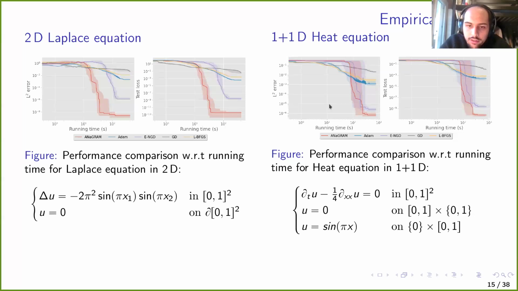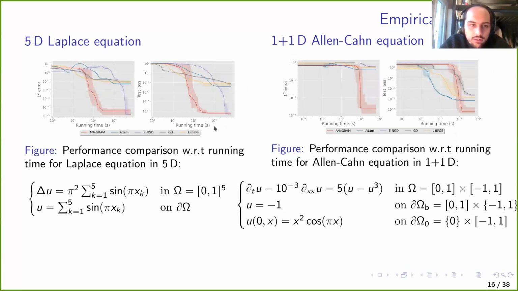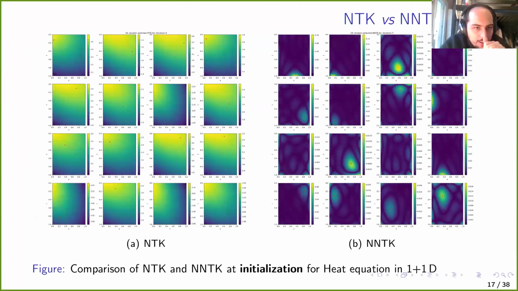And it's the same on heat. On 5D Laplace it is comparable, and on Galerkin it was performing better. The difference being that in this case, we can show that NGD and AnaGRAM are essentially equivalent on linear problems, but this is not true for nonlinear problems, and in this case we perform a bit better. Okay, this is the first paper we published.